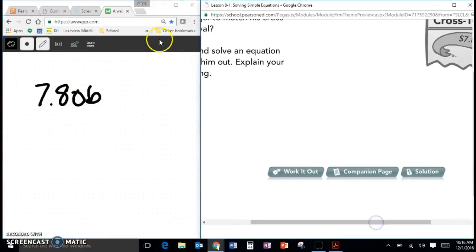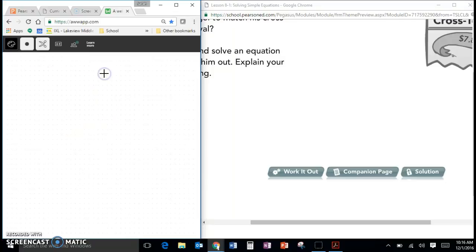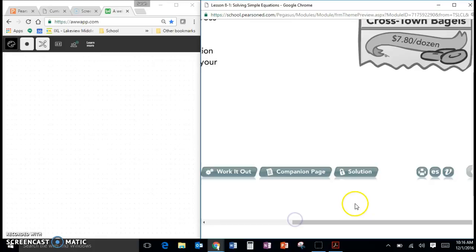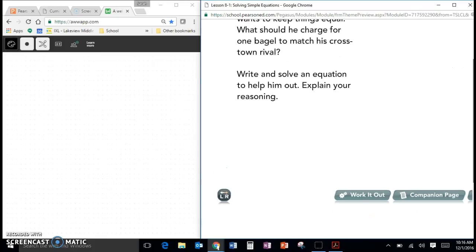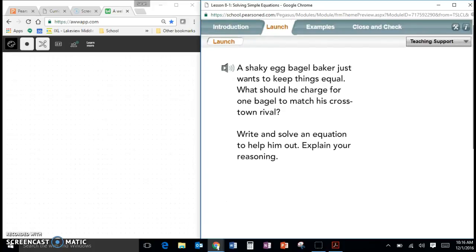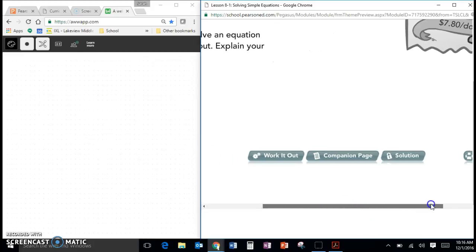We're going to be solving equations today, and I'm pretty excited because this is our first lesson dealing with some algebra, which I absolutely love. So if we look at this scenario, we are talking about a bagel maker. A shaky egg bagel baker just wants to keep things equal. What should he charge for one bagel to match his crosstown rival? It says write an equation and solve it.